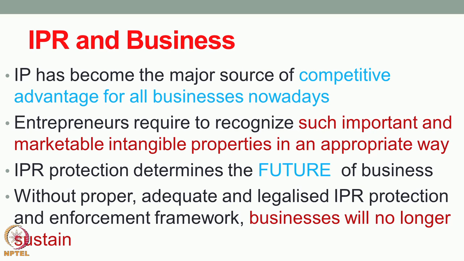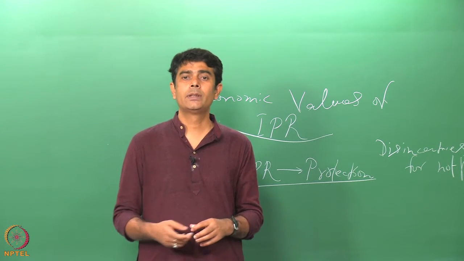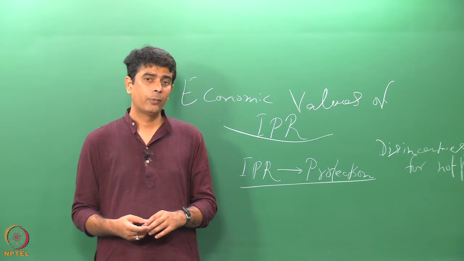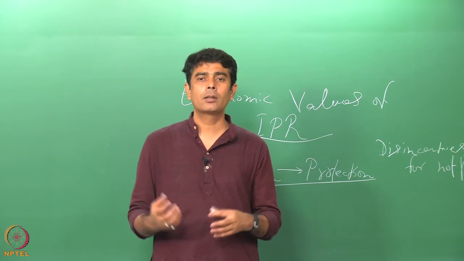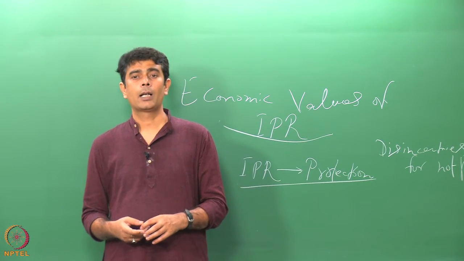Intellectual property has become the major source of competitive advantage for all businesses today. We can say that business and intellectual property are part of the same coin. Entrepreneurs are required to recognize such important and marketable intangible properties in an appropriate way. Any entrepreneur who wishes to start a production process must know this property, which is intangible in nature, and it determines the future of the business. The more you have a legalized, IP enabled, IP protected product, the faster you are in the process of globalizing your products.